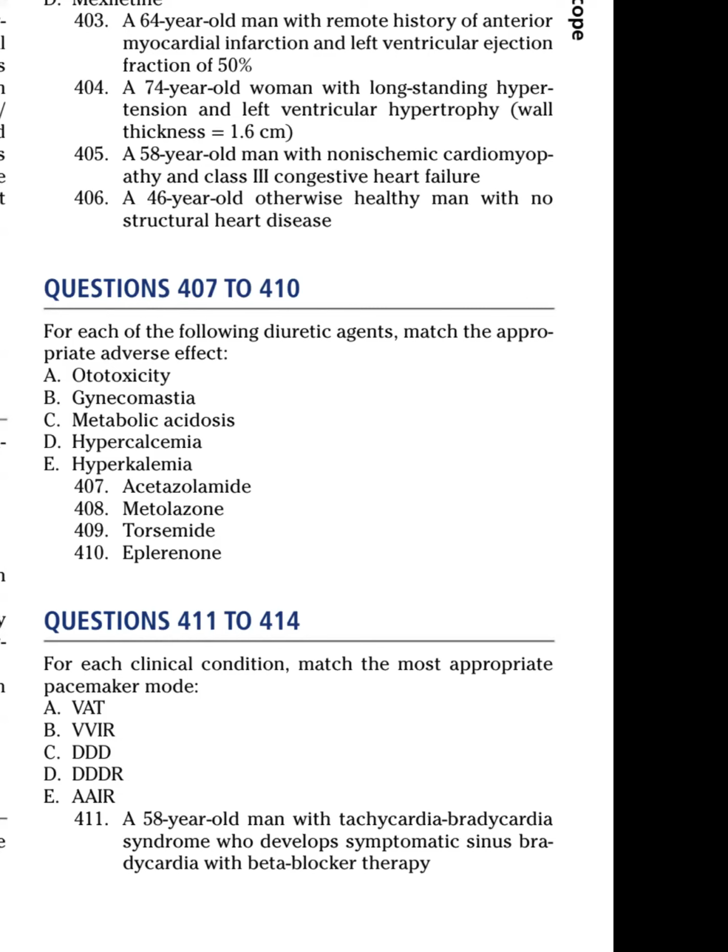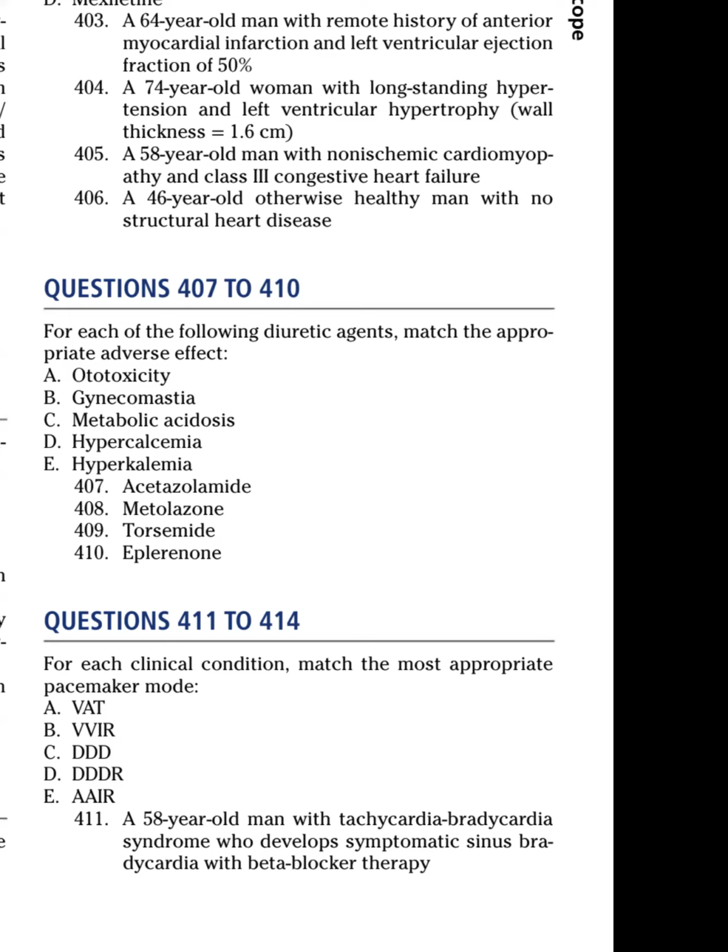Let me quickly go through this again. So 407 is C. 408, metolazone, is D. 409 is A and 410 is E. Right? Yes, correct.